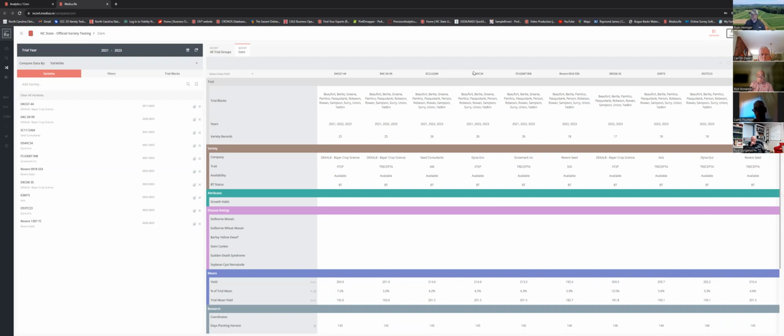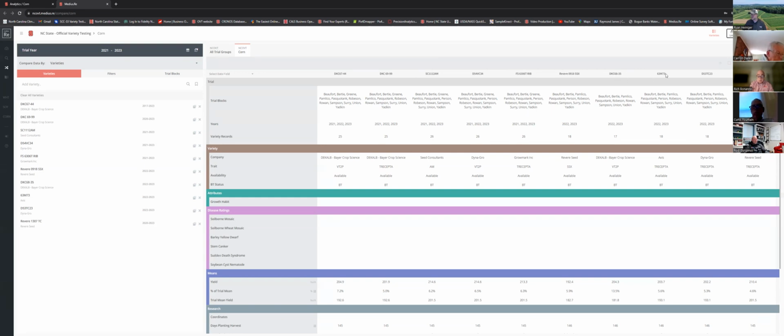We talked about the Dynagrow 54VC34. This FS 6306, this is a Growmark. So you find this in what used to be Southern States, but they're selling their FS brand in North Carolina right now. Revere is Revere Seed, which used to be known as Local Seed. It's now Revere Seed. This is one of their early maturity hybrids that have done really well.